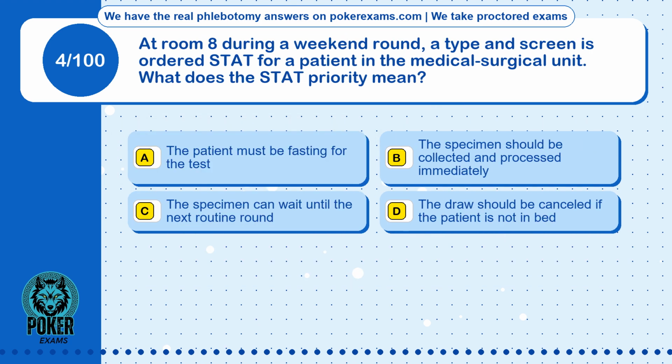Question 4. At room 8 during a weekend round, a type and screen is ordered stat for a patient in the medical surgical unit. What does the stat priority mean? Option A. The patient must be fasting for the test. Option B. The specimen should be collected and processed immediately. Option C. The specimen can wait until the next routine round. Option D. The draw should be cancelled if the patient is not in bed.